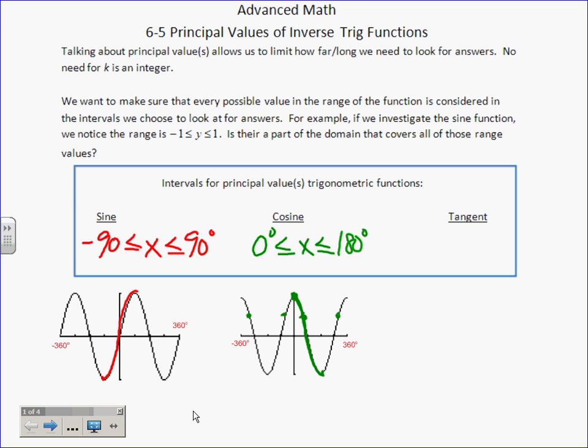And the last one is tangent. Range is basically all reals. Remember that? Because it goes all the way down to the negatives, all the way up to the positives. What's probably the easiest place to talk about tangent?